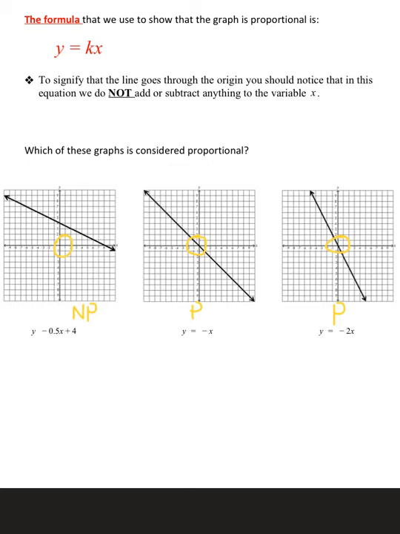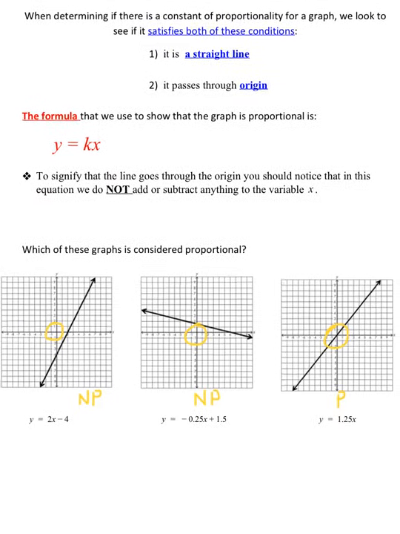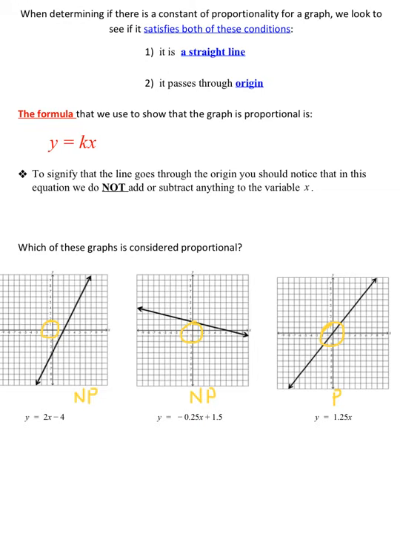Now let's look at the second part of the notes up at the beginning, which was the formula or the equation for proportional graphs. Looking at the equation, it is in the form y equals kx. To signify that the line goes through the origin, you should notice that in this equation we do not add or subtract anything to the variable x part. So looking at the equations down below, this one says y equals 2x minus 4, and because it has this minus 4 part, that's what's making it non-proportional.